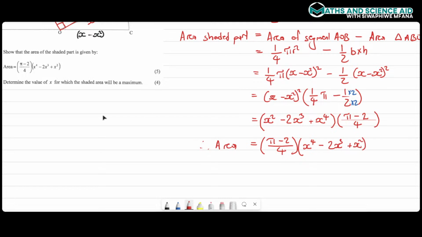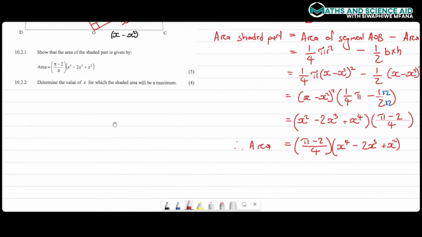So there you have it, guys. We have successfully shown that this indeed is the formula for the area of the shaded part. That's a whole 5 marks, so it's very important. However, even if you were unable to do that, maybe you get stuck, you would still be able to answer 10.2.2, which says determine the value of x for which the shaded area will be a maximum.